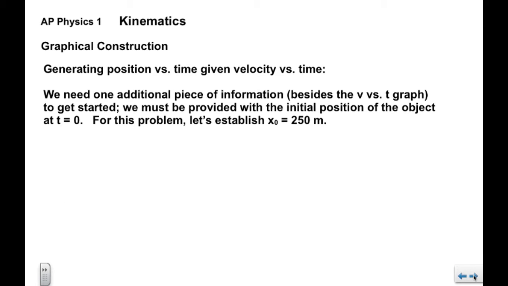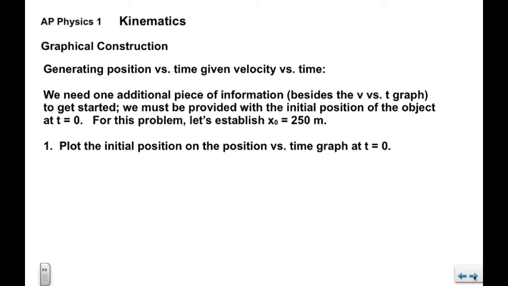So when we're going to generate a position versus time graph given velocity versus time, we're going to need one additional piece of information besides the graph itself. We need to be provided with the initial position of the object at t equals 0. For this particular problem, we're going to use x sub 0, or x naught, is 250 meters. This is going to allow us to anchor our curve.